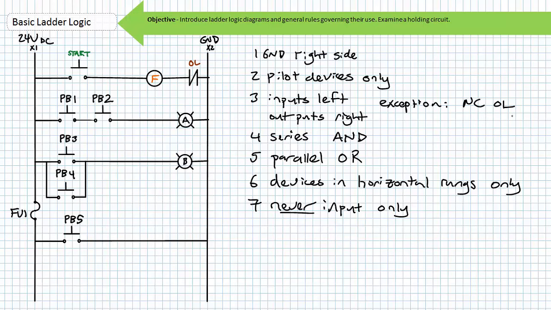If an operator closed push button 5, the rung would experience a short circuit from X1 to X2 with no opposition to current flow.